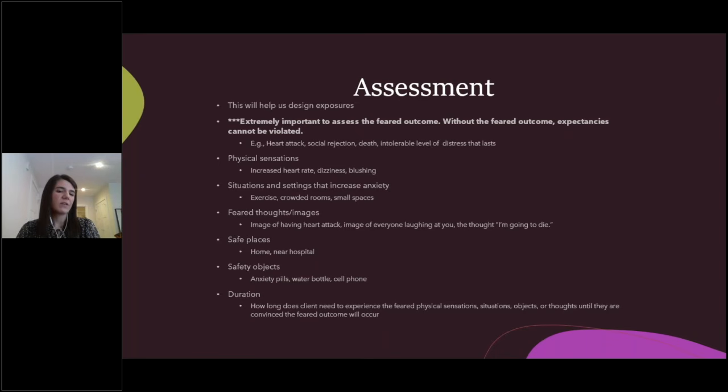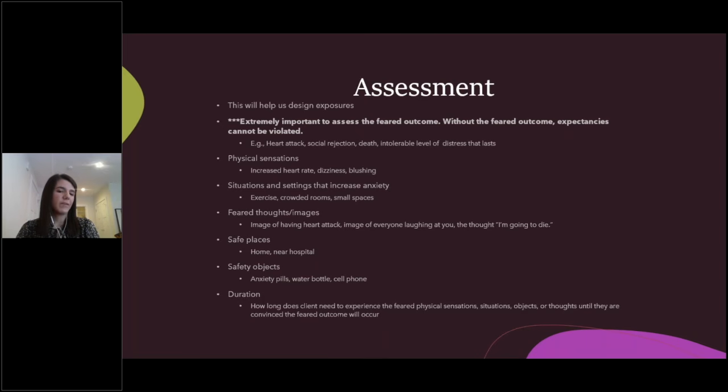Situations and settings that increase anxiety. So where do they get most anxious, or anxious at all? So maybe when they're doing exercise, or in a crowded place, or in small spaces, on an airplane. So assessing what situations and settings would increase the patient's anxiety.